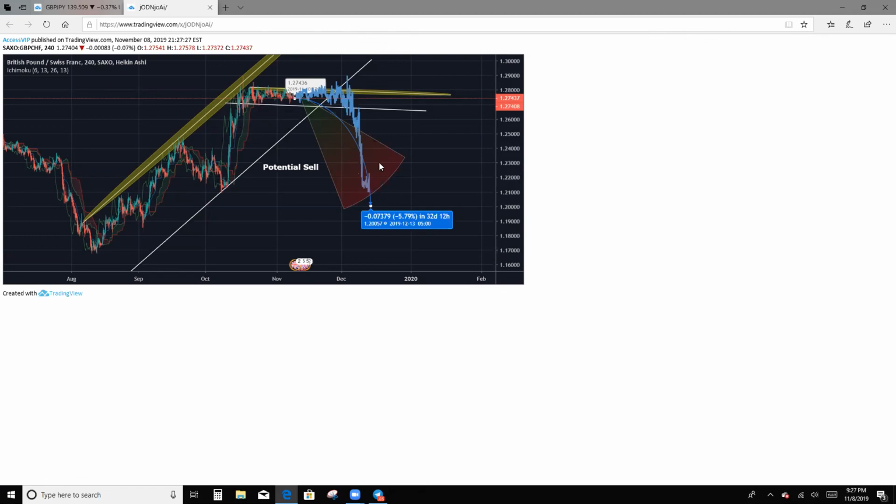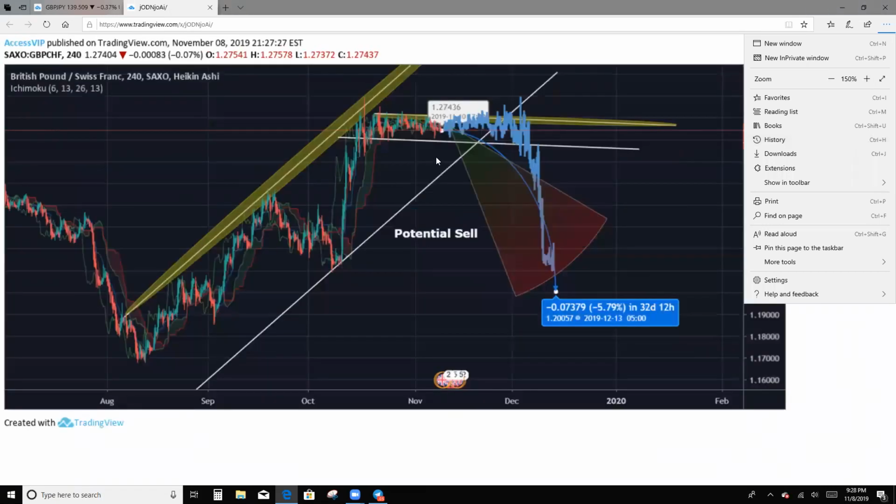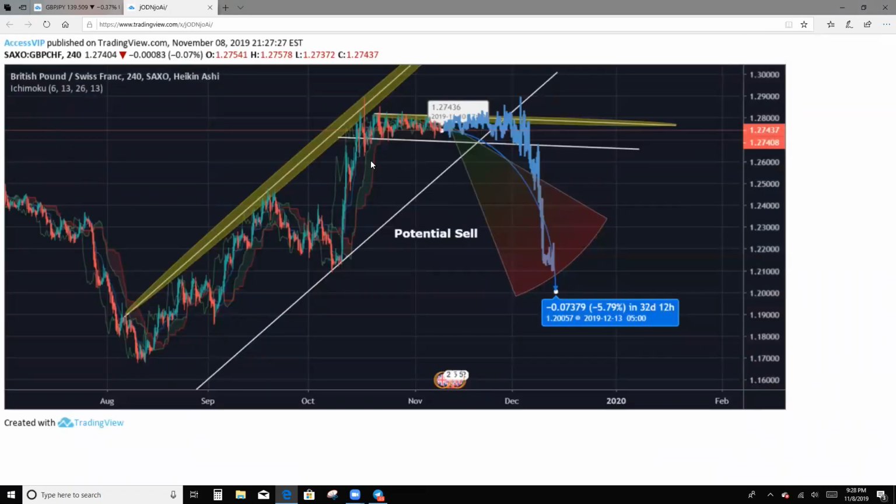Some of you guys are using the cloud, right? So look at this. I can't really see in this picture. I don't know. Is the cloud expecting the drop? Because once you understand market structure, it doesn't matter what indicator you use. They all tell you basically the same thing. They're all going to tell you what you're expecting.